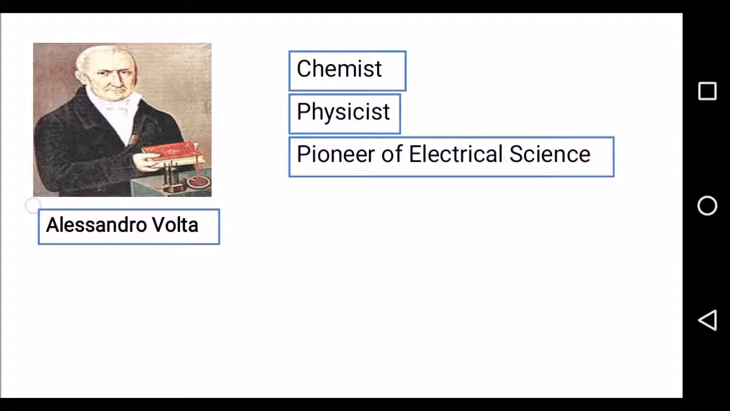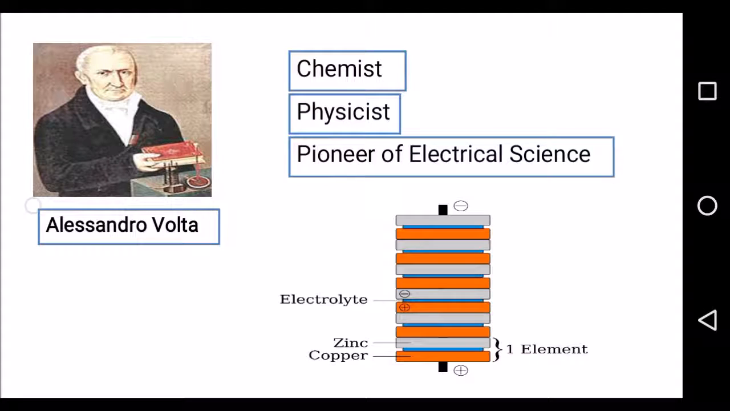In 1800 he discovered the voltaic pile. A voltaic pile consists of electrolyte, zinc and copper. The electrolyte is placed between the zinc and copper. In modern times, the voltaic pile is called a DC battery. For his discovery, electrical science honored him with the volt, which is the unit of voltage.